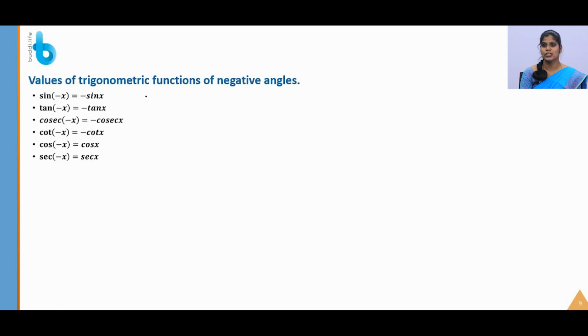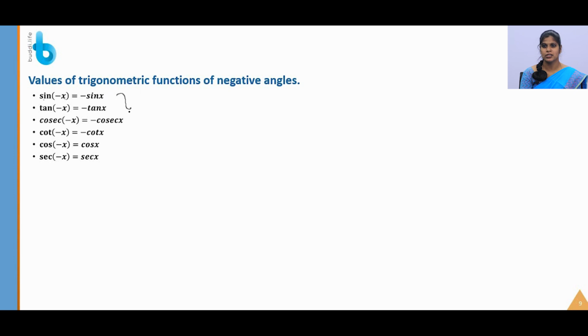Next we will see the values of trigonometric functions of negative angles. If the angles are negative, what will happen? What will be its values? We will see now. Sine of minus theta is minus sine theta, minus sine x only. Tan of minus x is minus tan x, cosecant of minus x is minus cosecant x, and cot of minus x is minus cot x.